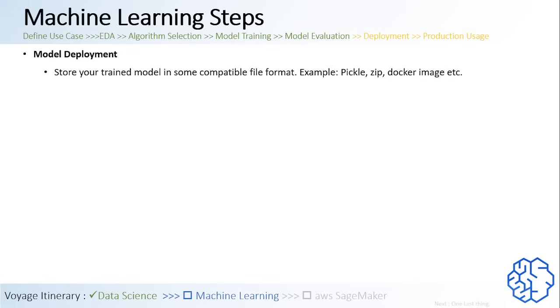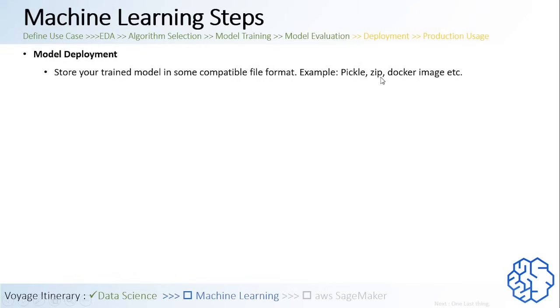So that's the deployment part, where in the machine learning world, you are going to store your trained model in some compatible file format. Now the model is there, right? You want to push it to a different machine. Your model is still a program, right? You have to package it, and that packaging is done in one or the other file format. One of the file formats that you will hear in traditional machine learning is the pickle format, right? And don't get overwhelmed with this file format. Just consider that it's a file format which helps you to move your model from one machine to another.